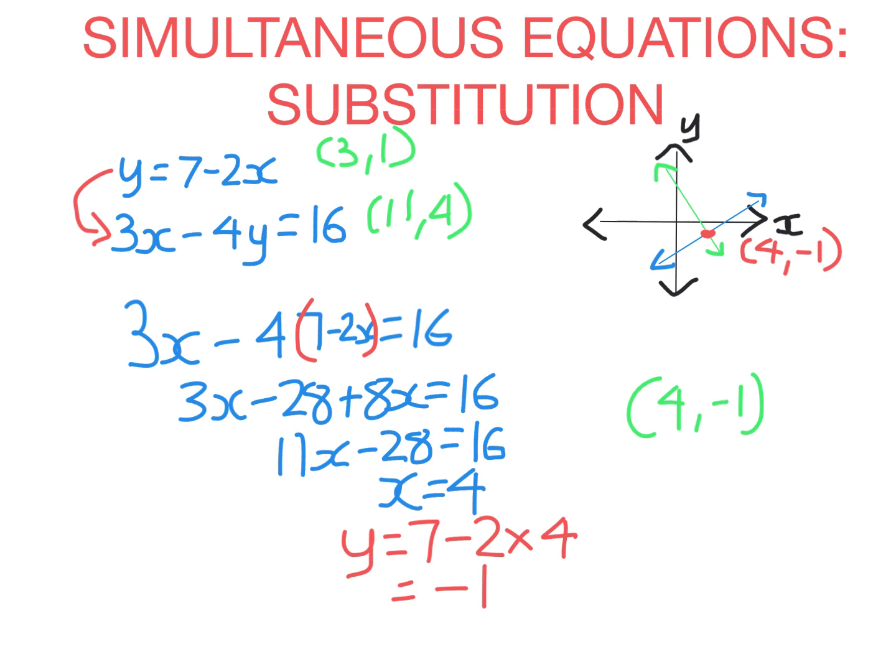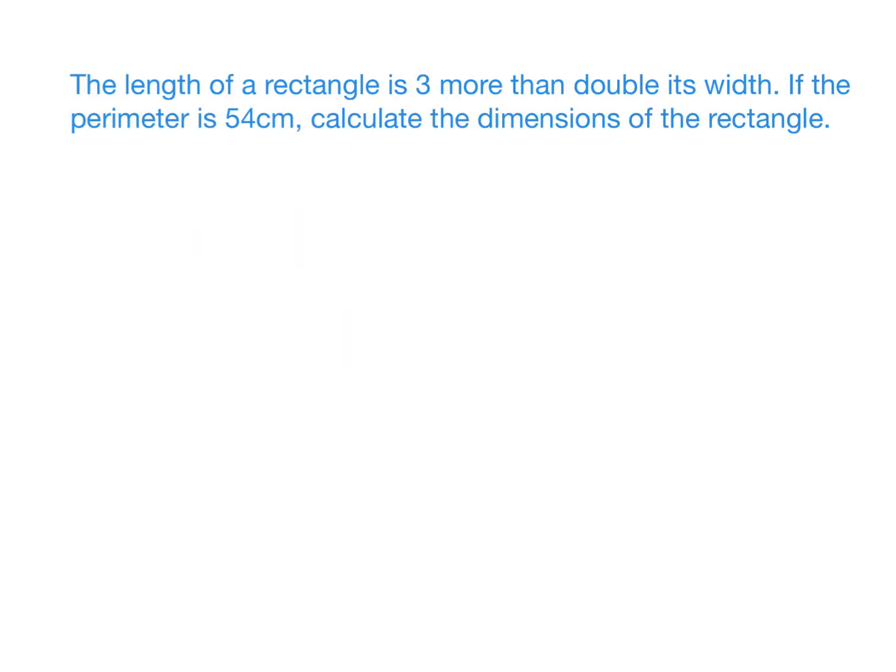All right, let's now look at solving a worded problem. So let's try this question here. The length of a rectangle is 3 more than double its width. If the perimeter is 54 centimeters, calculate the dimensions of the rectangle.